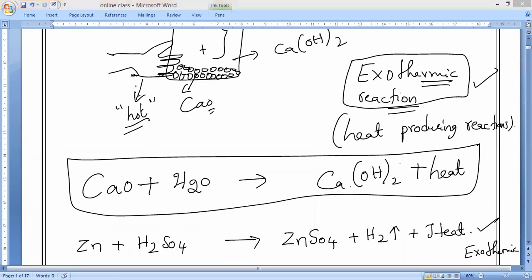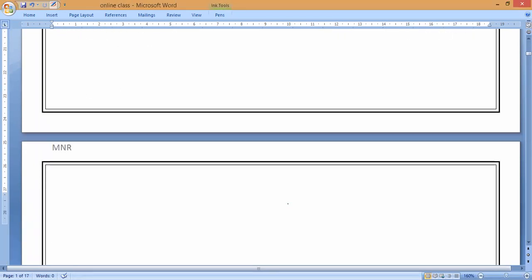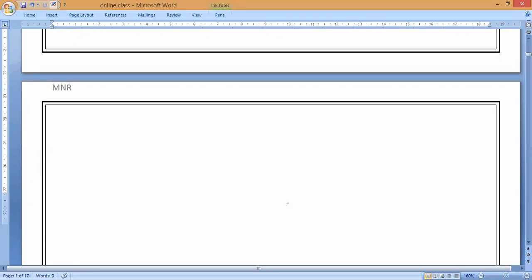This formation of zinc sulfate plus hydrogen gas, we study under two types of characteristics. What are those, guys? One is evolution of gas and the other one is change in temperature. That is what you have to remember. Next, the second one. So rise in temperature we have studied.